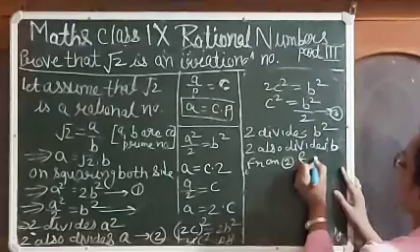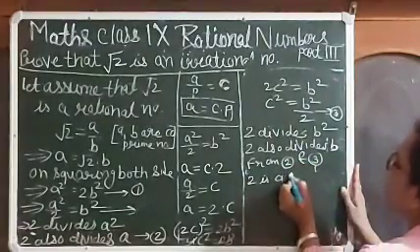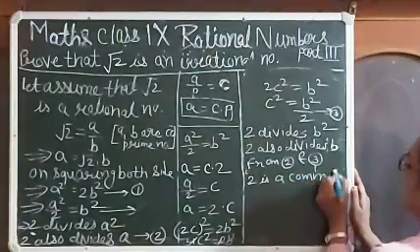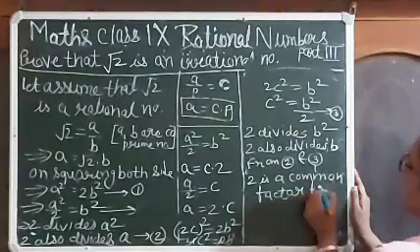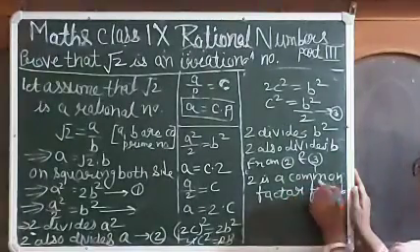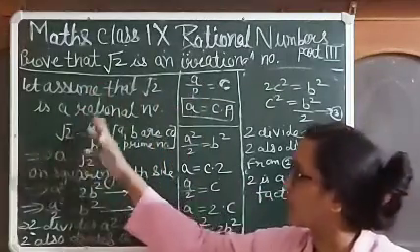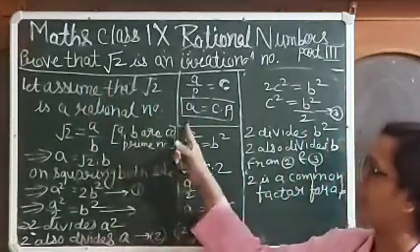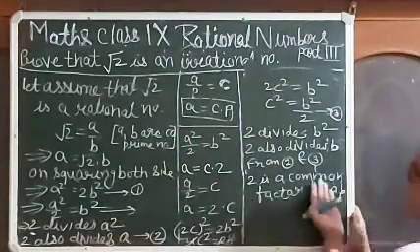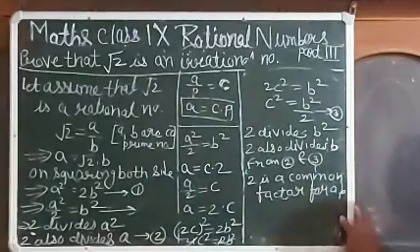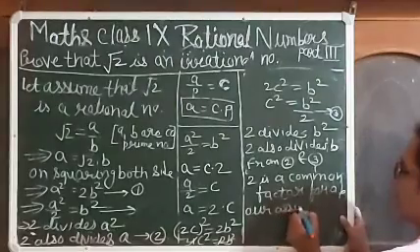From 2 and 3 we come to the conclusion that 2 is a common factor for a and b. And what is our contradiction? We assumed that root 2 is a rational number, so root 2 is equal to a upon b, where a and b are co-prime numbers. But here we see that 2 is a common factor of a and b, so our assumption is wrong.